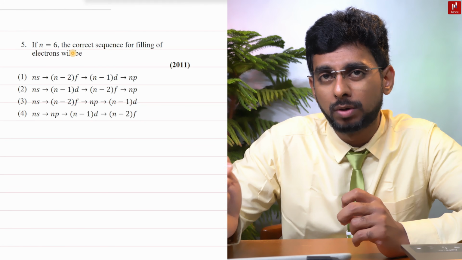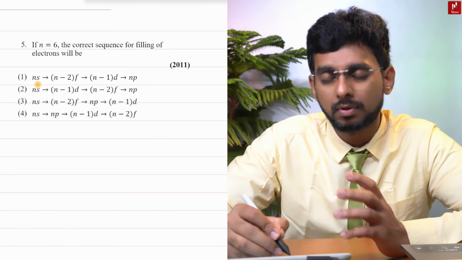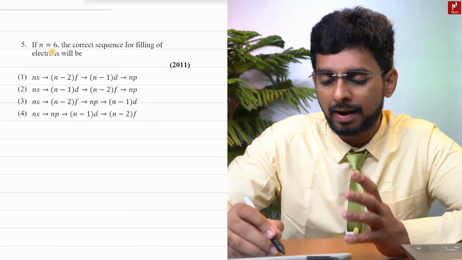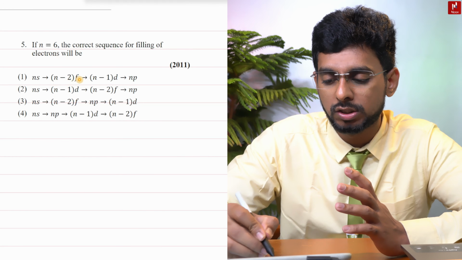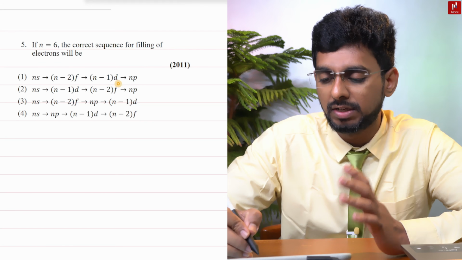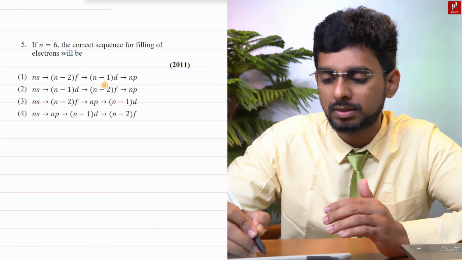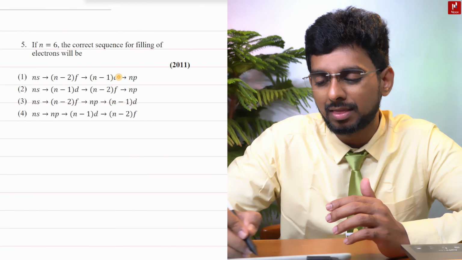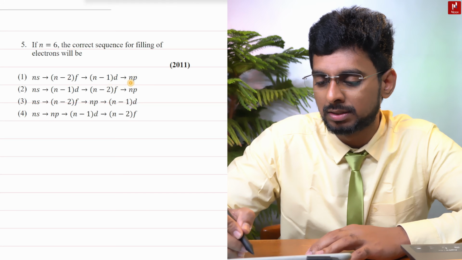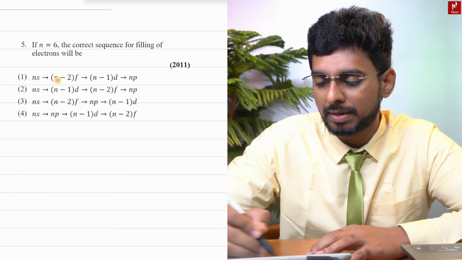So it will be 2 numbers less than n. Therefore, that's going to be n minus 2 f. Same way in the case of the d subshell, that's going to be one number less, which will give you n minus 1 d. And then you would have np. The first one in itself is correct. Okay, this pattern is going to fill, right?